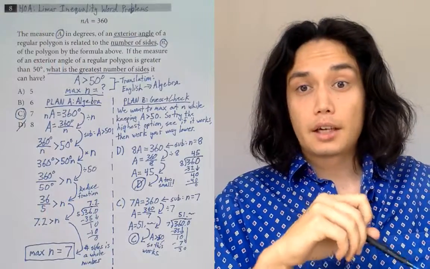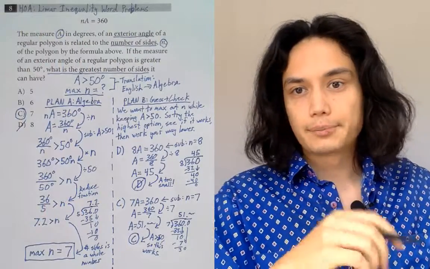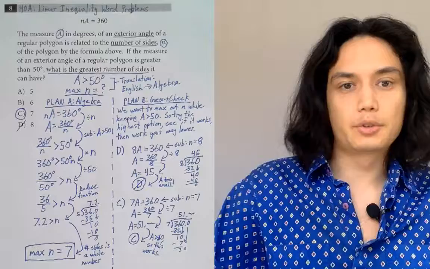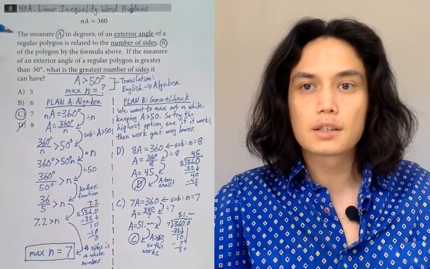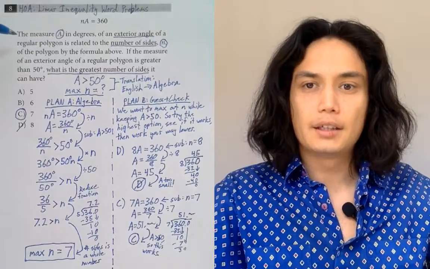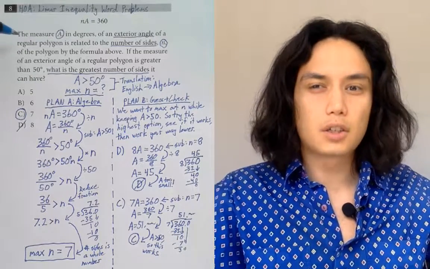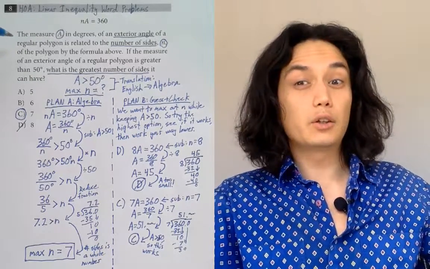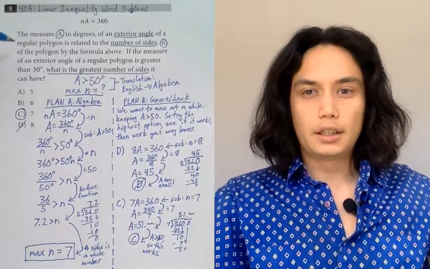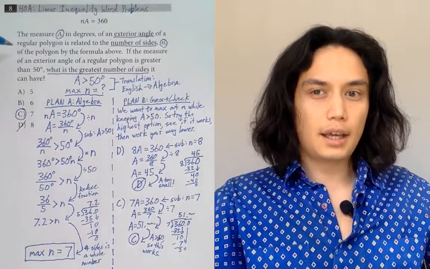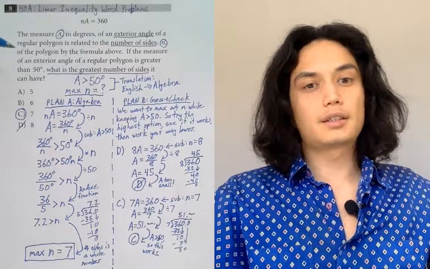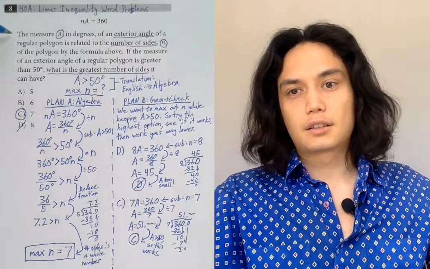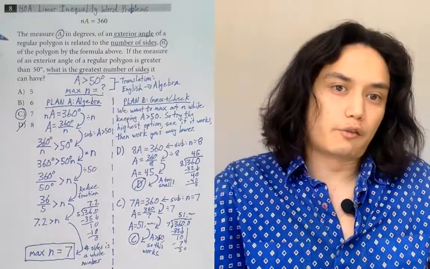Alright, here they've given us an equation up top. It says n times a equals 360. Then they're going to give us an English language explanation of this, and oh my god, this English language explanation is a doozy. It says the measure a in degrees of an exterior angle of a regular polygon is related to the number of sides n of the polygon by the formula above. That's classic SAT confusing stuff.